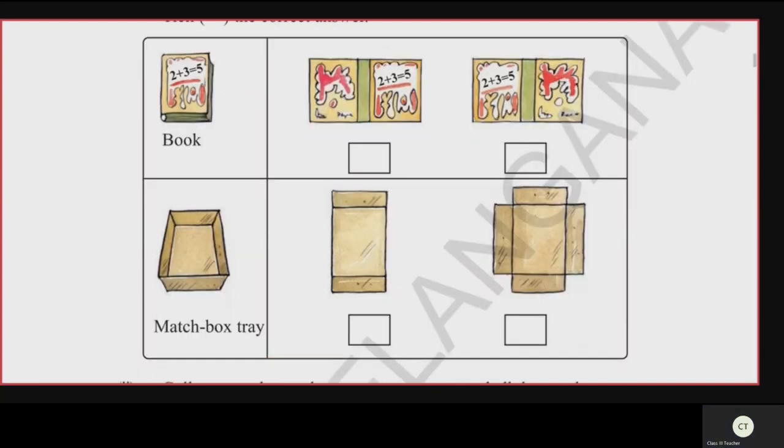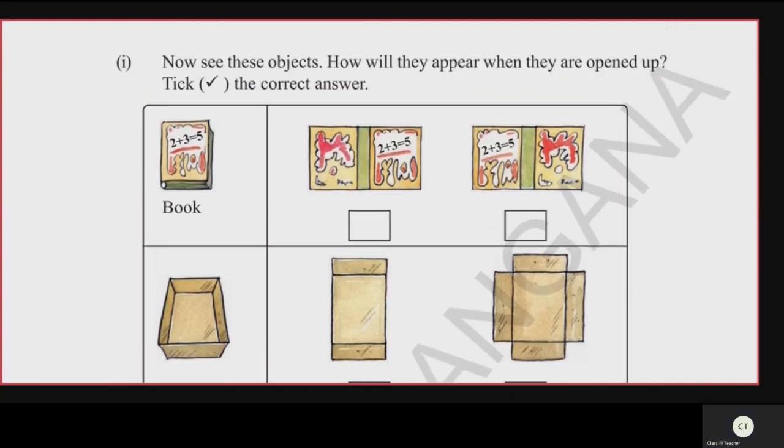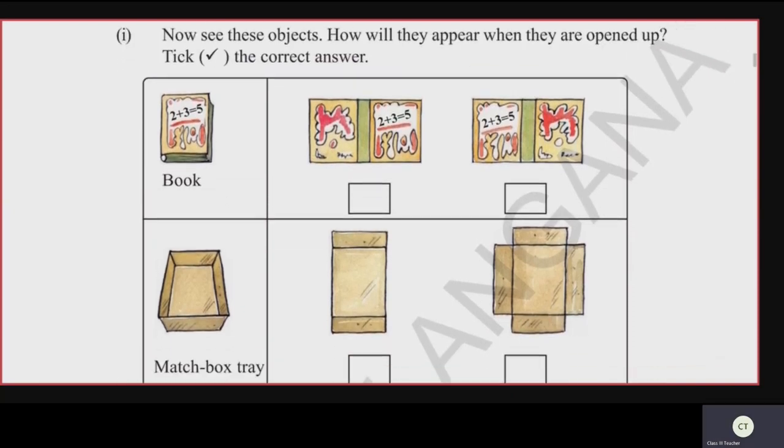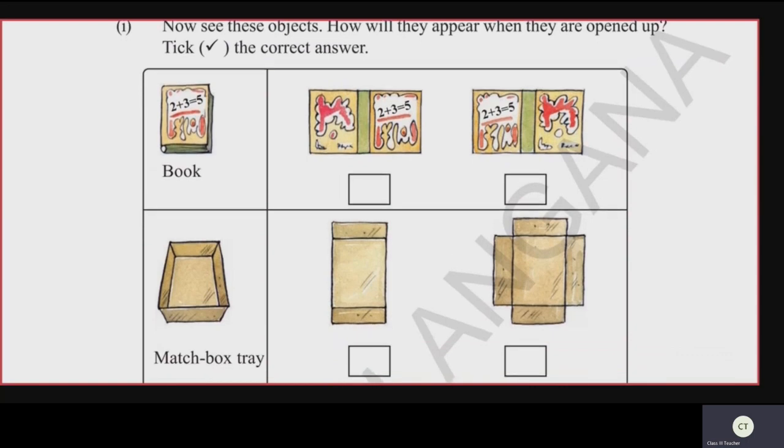Now, just now I told you, if you take one matchbox, okay, children, the middle portion where you place matchsticks, that matchbox tray, if you open it and cut along its outer edges, how will it appear, children? How will that matchbox tray appear if you open it along its outer edges?